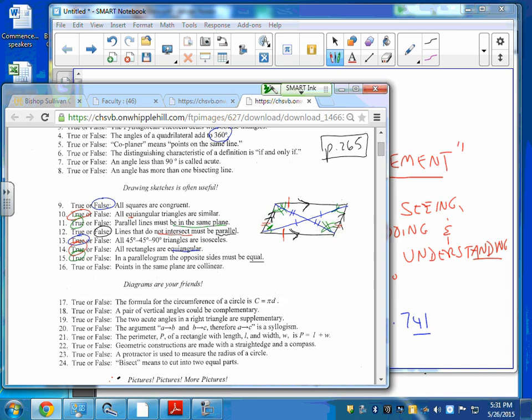Okay, number 16. Points in the same plane are collinear. Well, that sort of falls back to what we had up here, right? Coplanar means points on the same plane, collinear means points on the same line. Points in the same plane are collinear. That's false. A little sketch would show that. Here's 3 points. I've drawn them on a piece of paper, so they're on the same plane, and certainly they are not collinear.